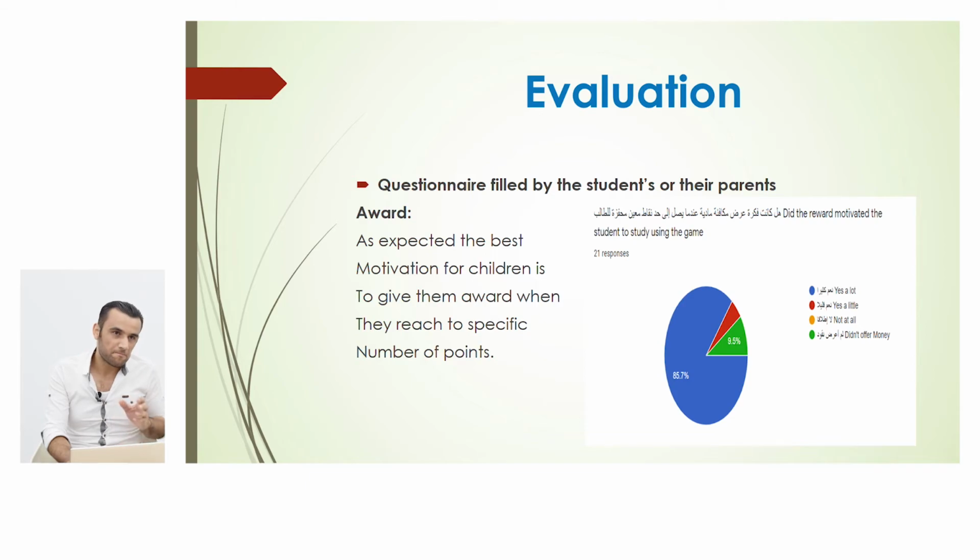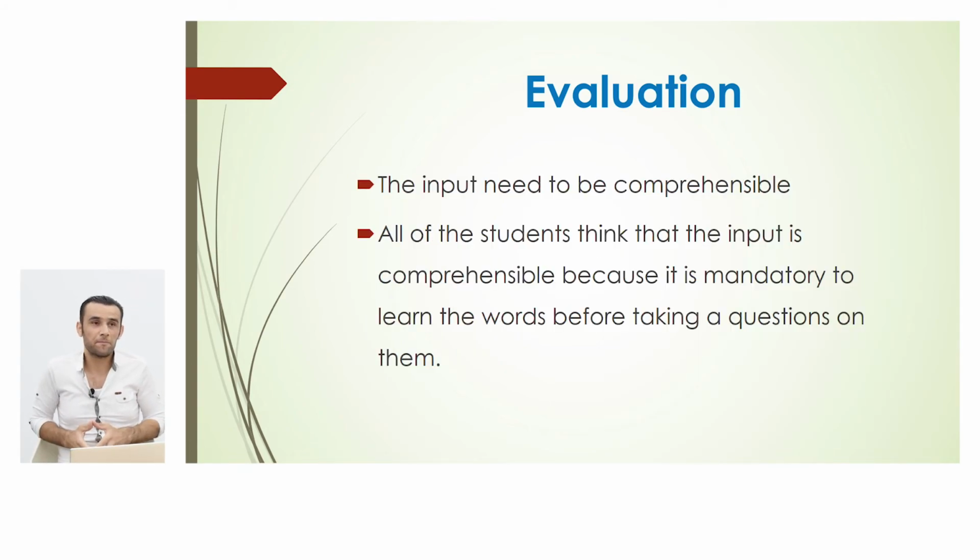So I was recording all of this information, and the best one from all of it was the award. I asked the parents to give the child an award, either some money or something else, after getting 1,000 points. So it attracted the child to reach that number of points and get the award from their parents. At the same time, they were studying.